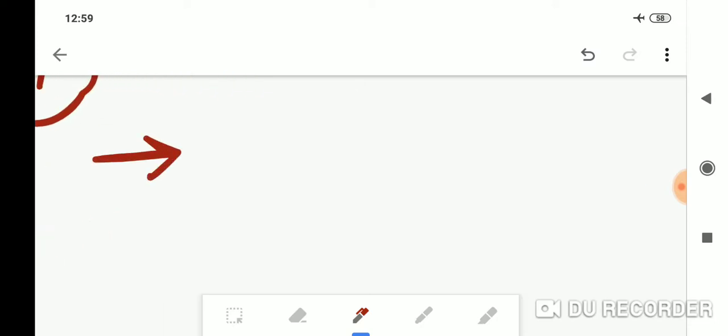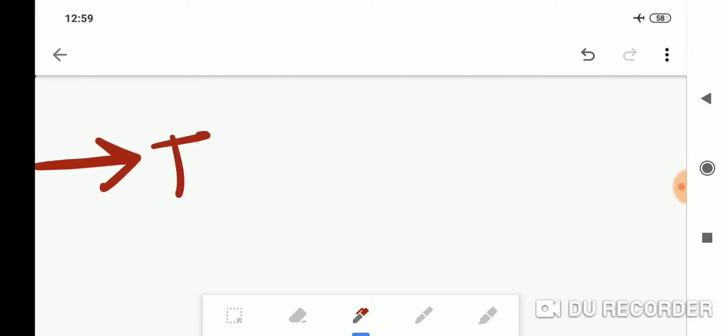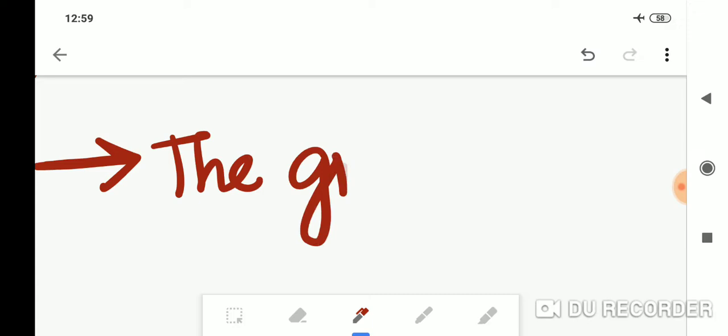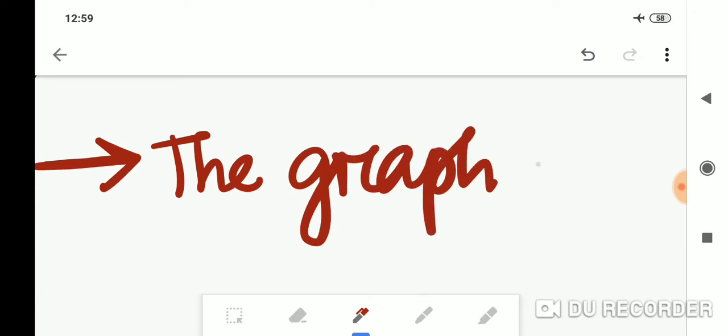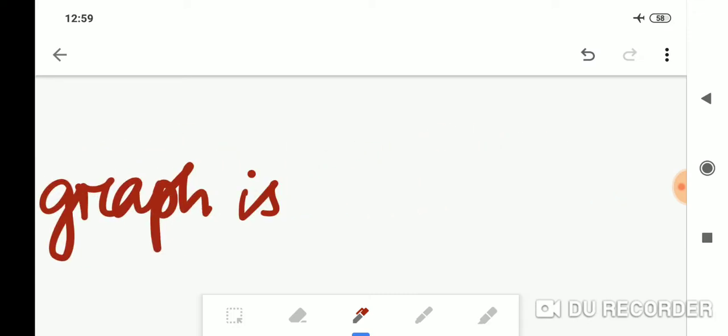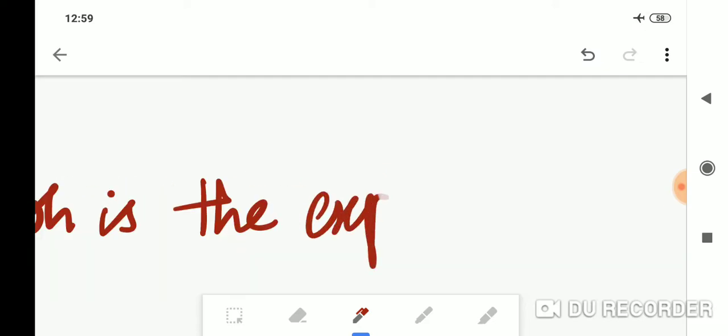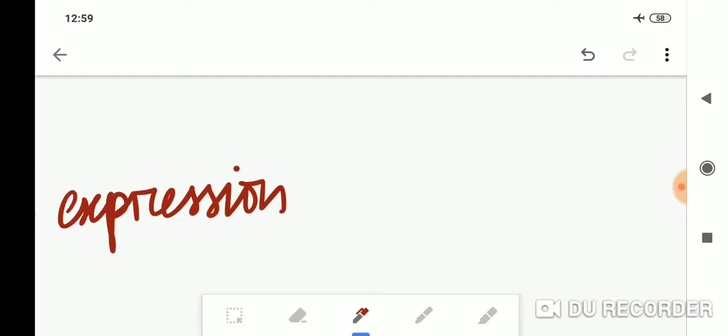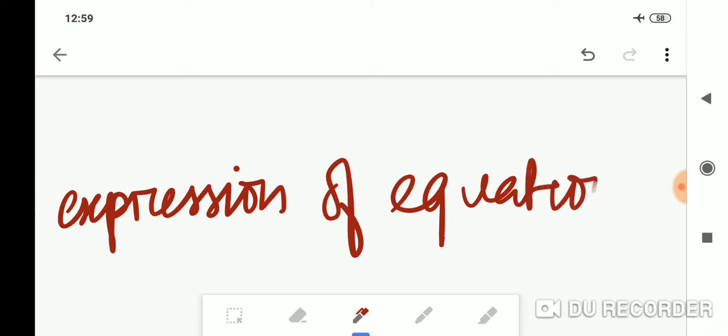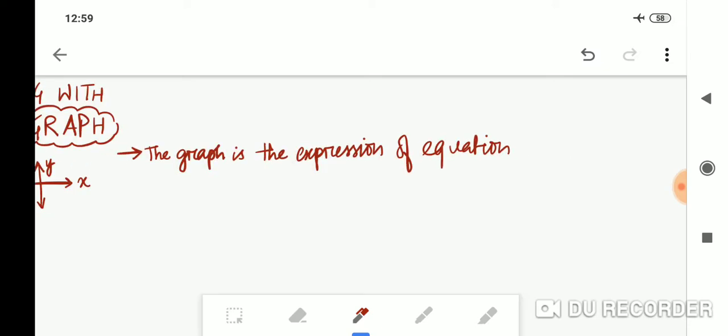Now you have to understand what a graph is. I write: the graph is the expression of an equation. The graph is the expression of an equation. So you will understand this.